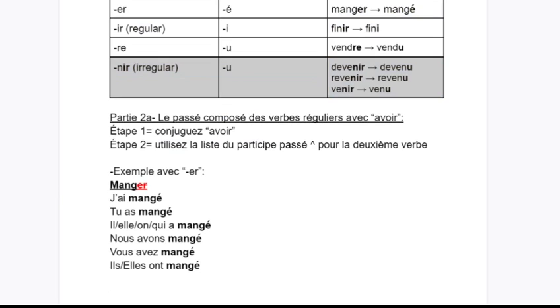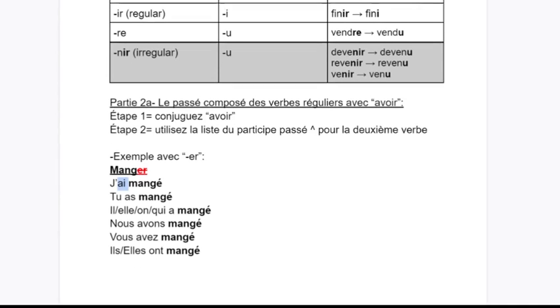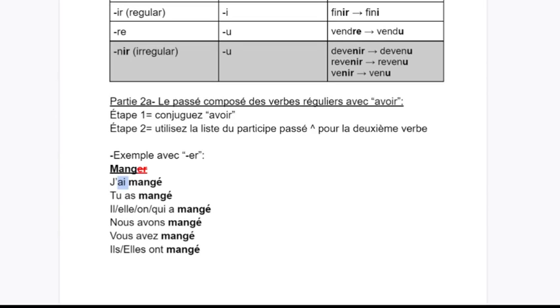Basically, with passé composé, we always use two verbs. One would be the auxiliary. For example, in j'ai, the auxiliary is ai. That is a conjugated form of avoir for je. And then the next verb would be your past participle, for example, in this case, mangé.